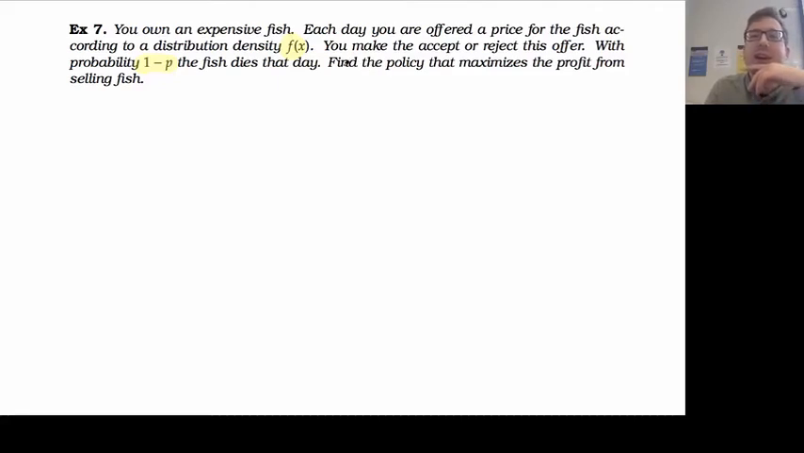Find the policy that maximizes the profit from selling the fish. So you've got a good, and it's going to expire at some random point in time. How are we going to go about solving this?